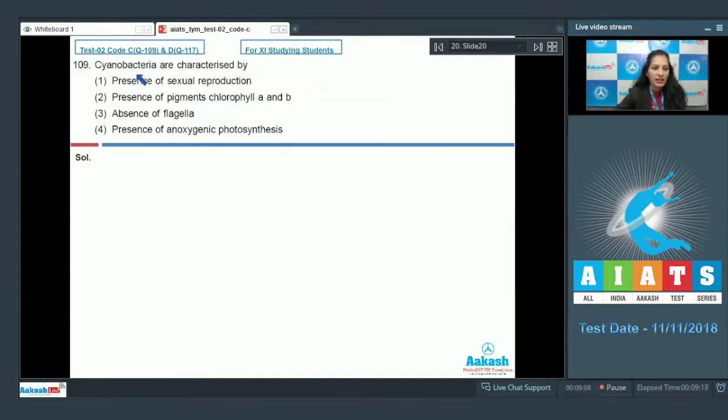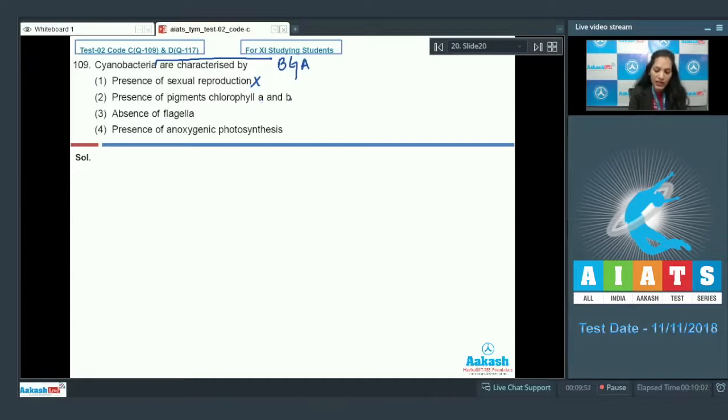Question number 109. Cyanobacteria are characterized by: first, presence of sexual reproduction; second, presence of pigments chlorophyll A and B; third, absence of flagella; fourth, presence of anoxygenic photosynthesis. Cyanobacteria are blue-green algae, also called BGA, and they are characterized by: first, presence of sexual reproduction? No. In case of cyanobacteria, there is absence of sexual reproduction as well as motile stages. So this option is ruled out.